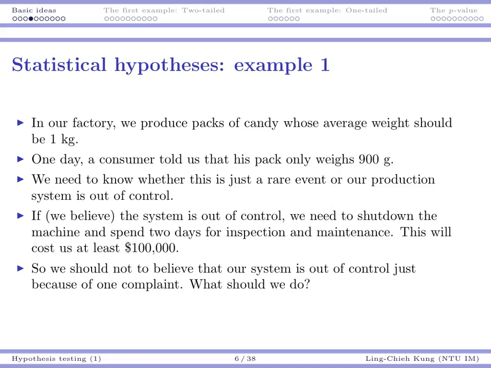So let's use another example to give you a formal description. Suppose in our factory, we produce packs of candies whose average weight should be 1 kilogram. So each bag should contain 1 kilogram of candies. One day, a customer told us that he got a pack that has only 900 grams, which means he feels this bag is too light. He should get more candies for the same price, but he didn't, so he complains. Okay, so that's an important thing.